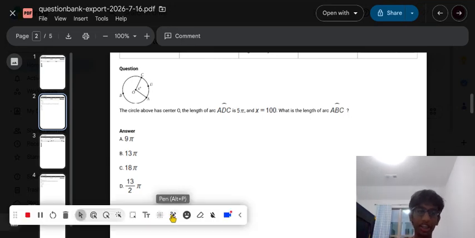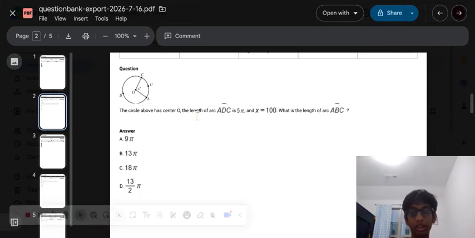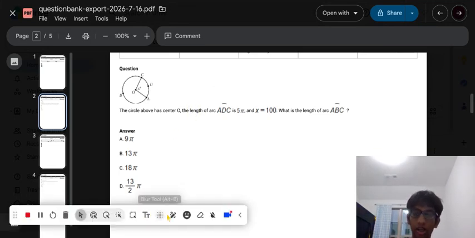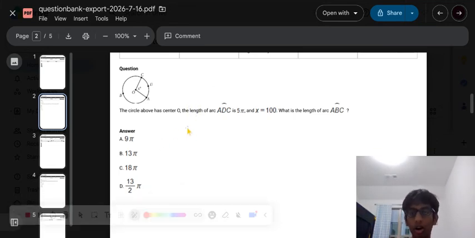So what is an arc in the first place? Or what is, in this case, the length of an arc? The length of an arc is actually a portion of the circumference. So if we look at ADC, we'd start at A, go to D, and then C. So this would be arc ADC. And then the length of arc ABC is the remaining portion of the circle right here.